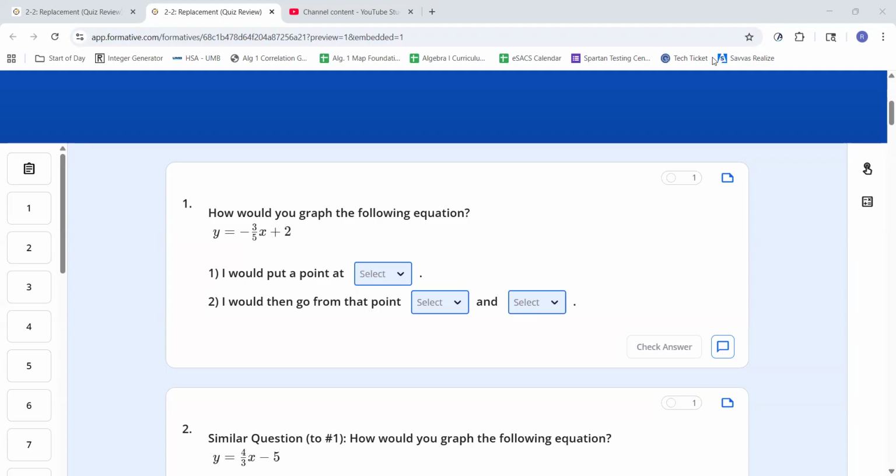So, how would you graph the following? Rather than actually having you graph it, I'm having you explain how you would graph it. For the quiz, you're going to have to know how to graph it.